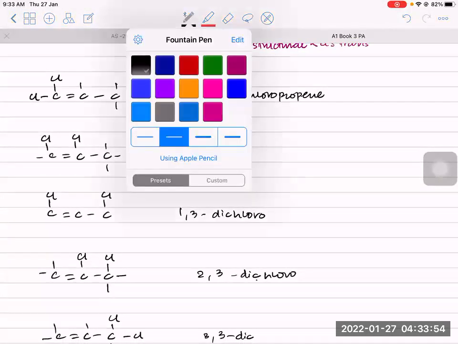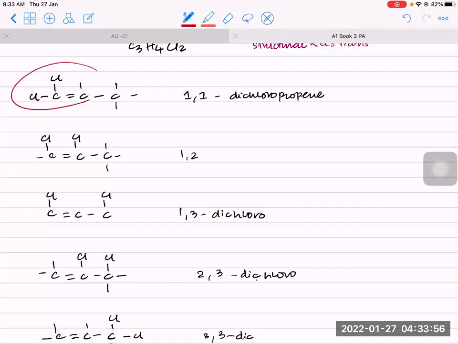Now let's look for geometric. Can this show cis trans? No, you have a carbon-carbon double bond. This carbon has 2 Cl's. Can this show cis trans? No. This one, can this show cis trans? Yes, it has a Cl and a H, a Cl and a CH3. So this will exist as a cis and a trans.